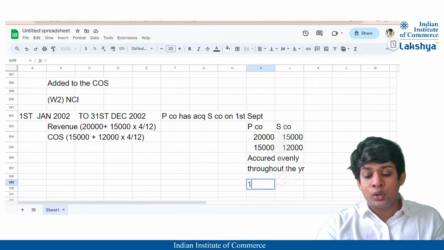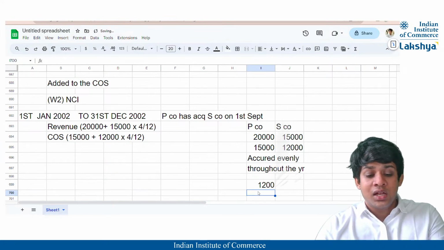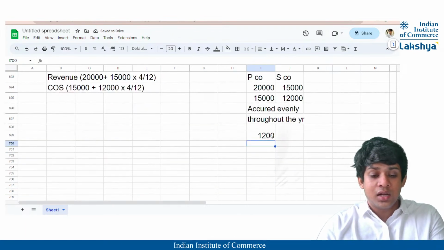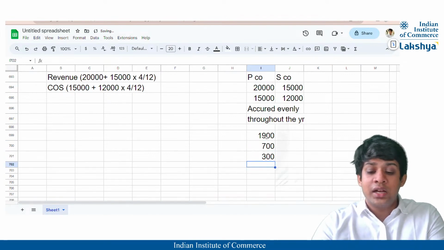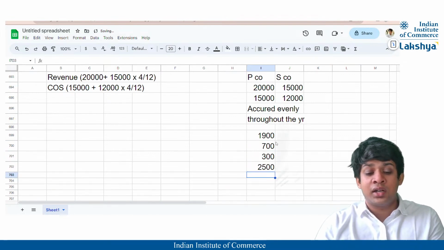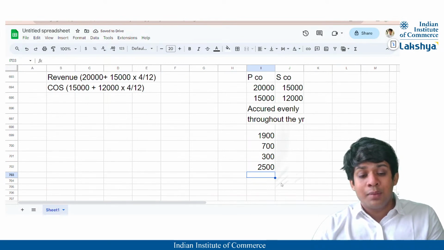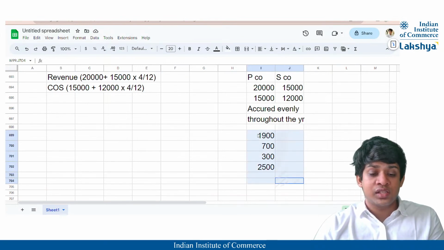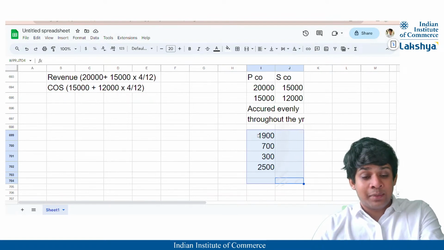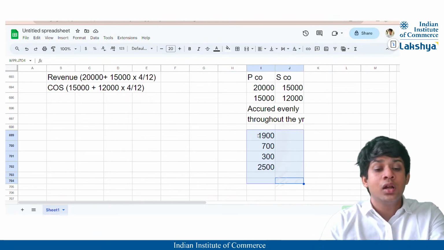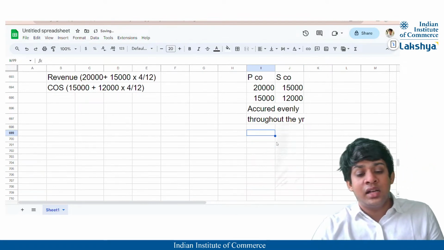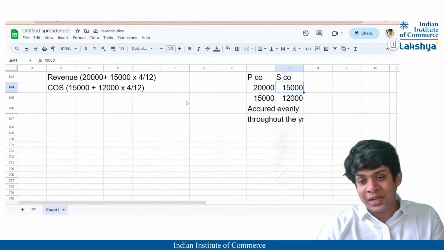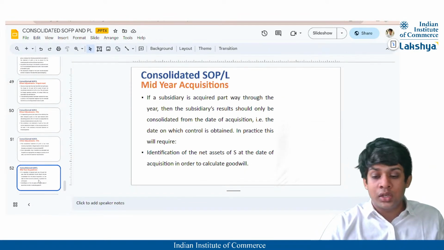Okay. So it's not like that, they earned 1,200 in the first month, then the same thing will go on for 12 months, right? They must have earned 1,900 in the first month, then only 700 in the second, then 300 in the third, then suddenly 2,500 in the fourth. So this is not even, but we assume that whatever is the cost of sales and the revenue and everything which is time apportioned, it accrues evenly over the whole year, over the period of months. Okay. So that is the reason why we take 9 by 12 or 8 by 12, assuming that it is even throughout the year. Okay.